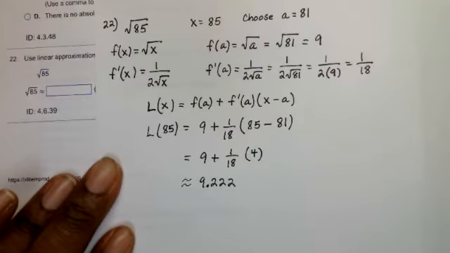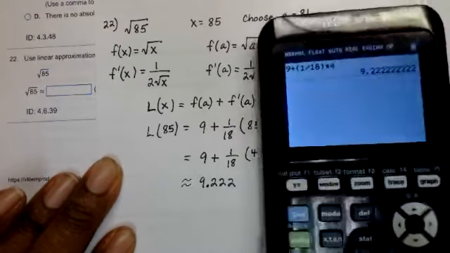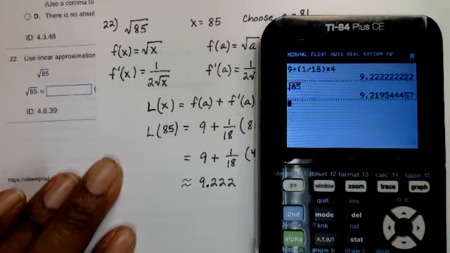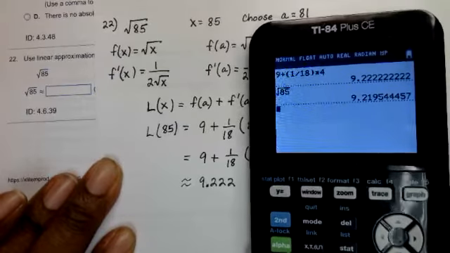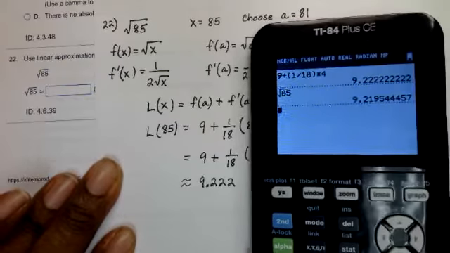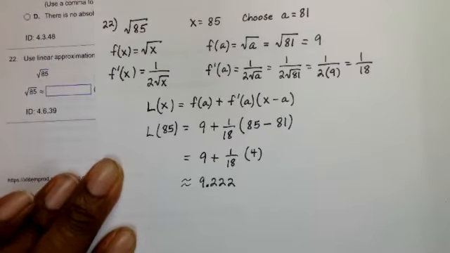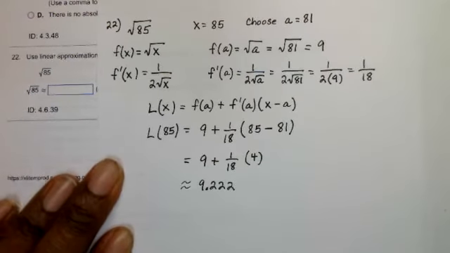Now that represents a linear approximation for x equal to 85. And of course, let's see how close we are if we take the actual square root of 85. A little bit more than the actual square root, but it's close to it, as you can see. All right, so that's problem number 22.